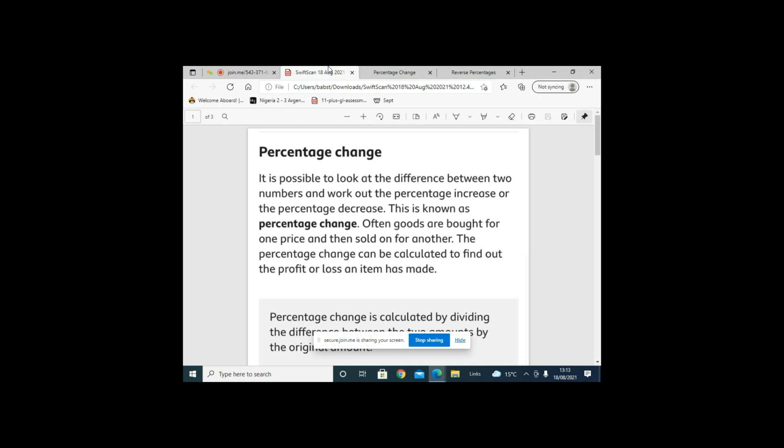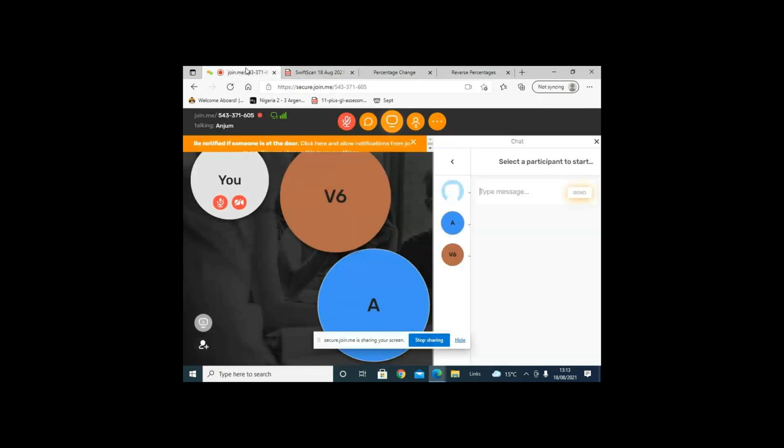So today, we are going to do something called percentage change. It's a very common question. In fact, you meet it in uni, you meet it everywhere. It's the final part of percentages. So it is possible to look at the difference between two numbers and work out the percentage increase or percentage decrease. So this is known as what? As percentage change.